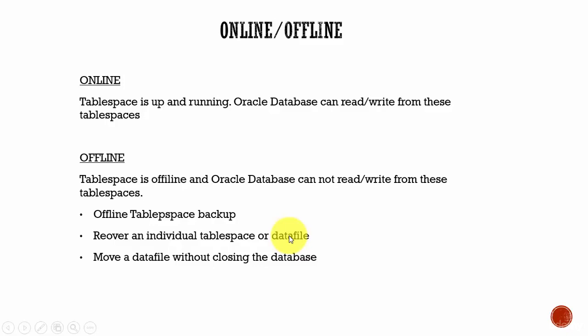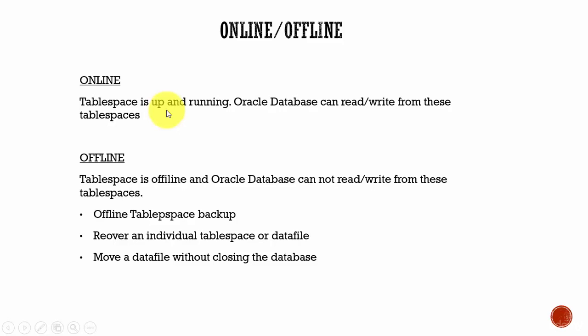Let's learn one more concept in this session, which is online or offline. A tablespace can either be brought online or offline. When it is online, the tablespace is up and running. That means the Oracle database is able to read and write data into the tablespaces, right?